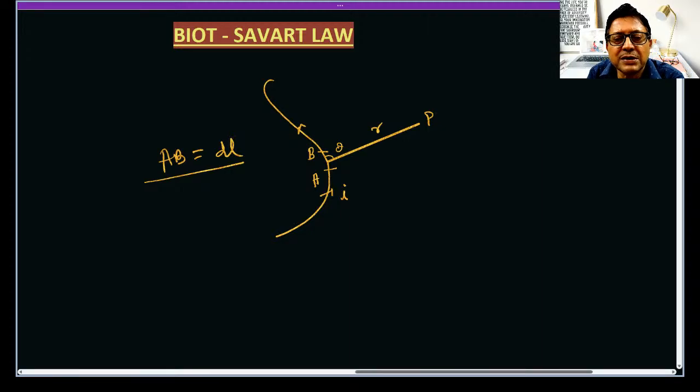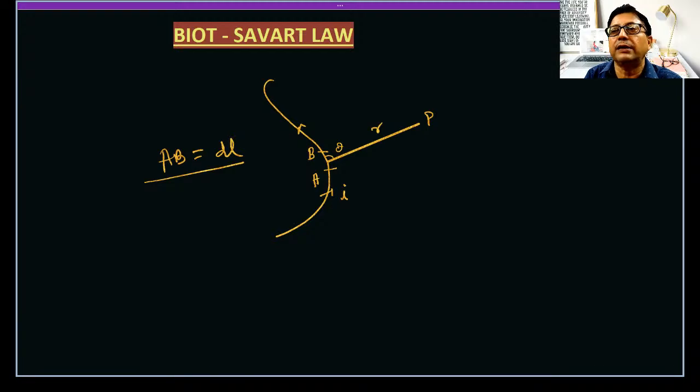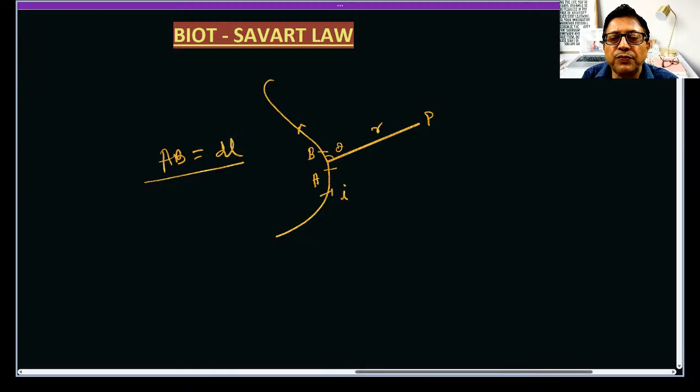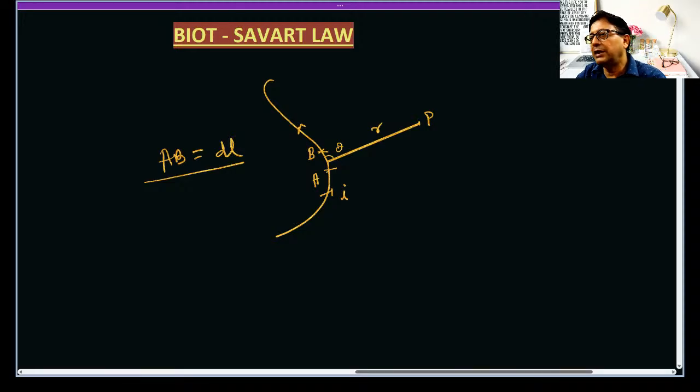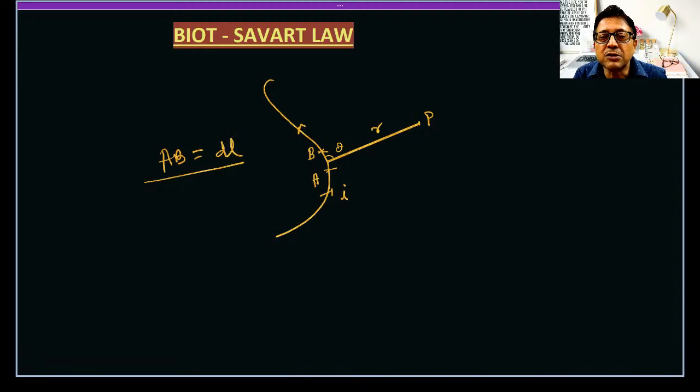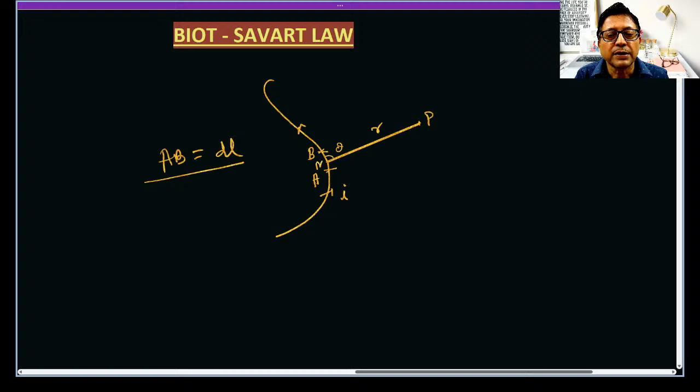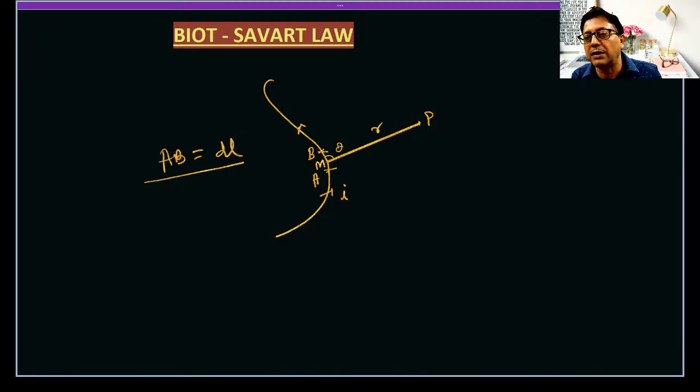So we want this current element of length dl here. AB has length dl. We want to find the magnetic field at the point P due to this current element. Remember, this current element is not infinitesimally small, but its length we take as dl, and the distance of the point is considered from the midpoint of the current element. You should remember, this is the midpoint of the current element, and from here, at a distance r.